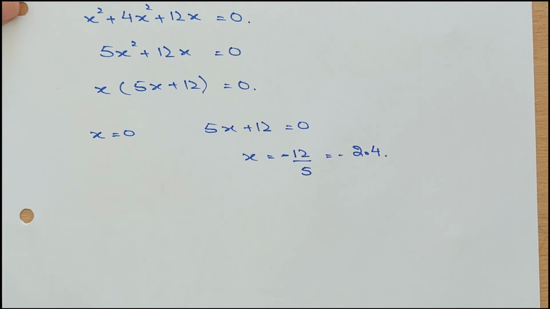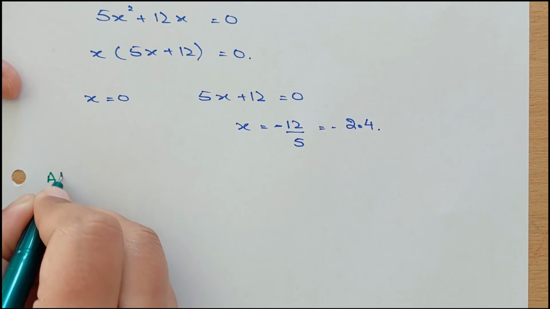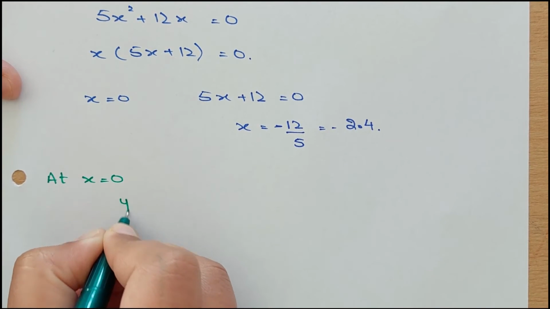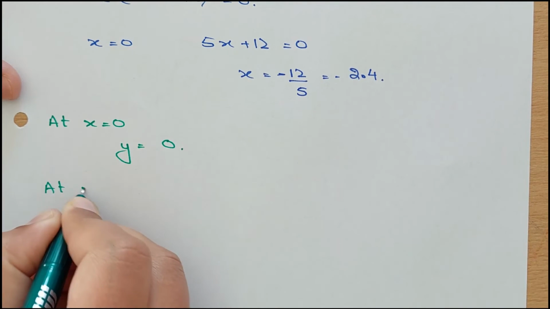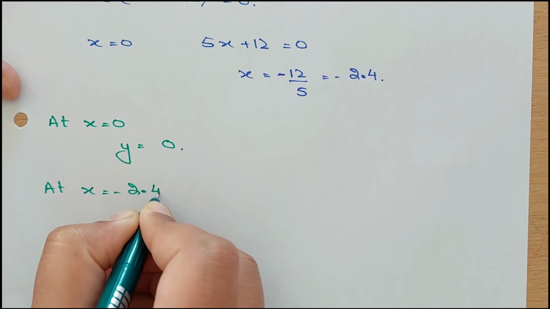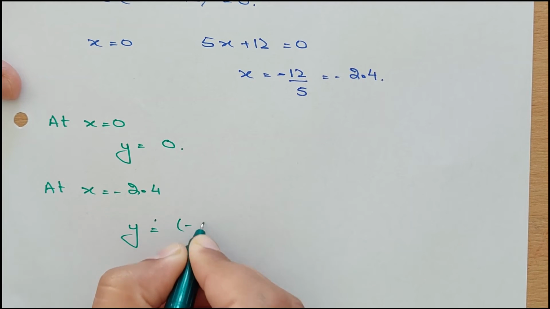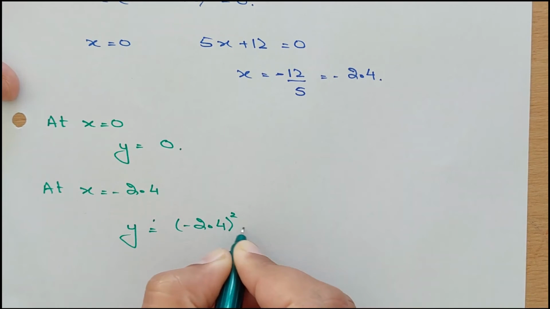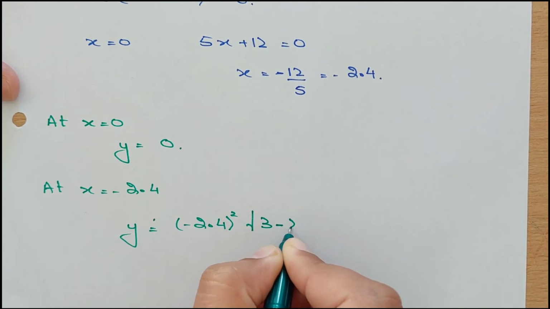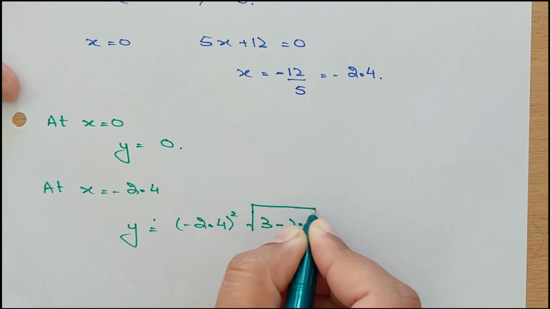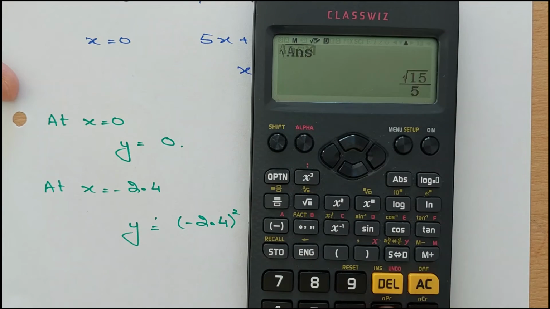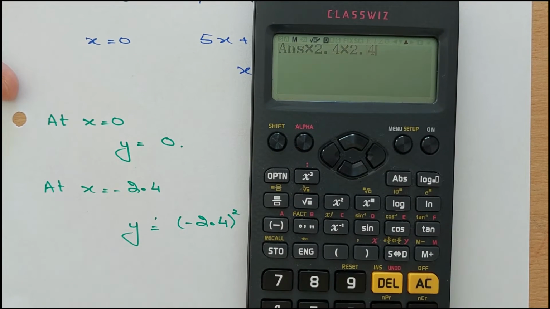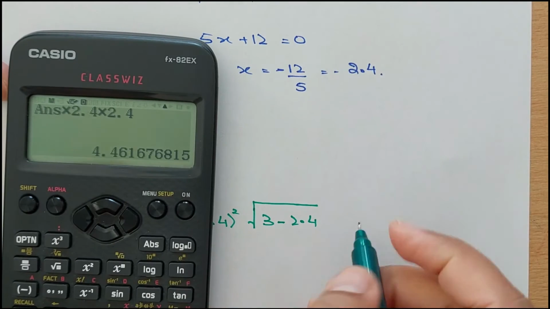This is my given curve, right? At x equals 0, we have y equals 0, right? At x equals negative 2.4, y equals minus 2.4 times the square root of 3 minus 2.4, right? So 3 minus 2.4, the square root of the answer, times 2.4 times 2.4. We have 4.46.